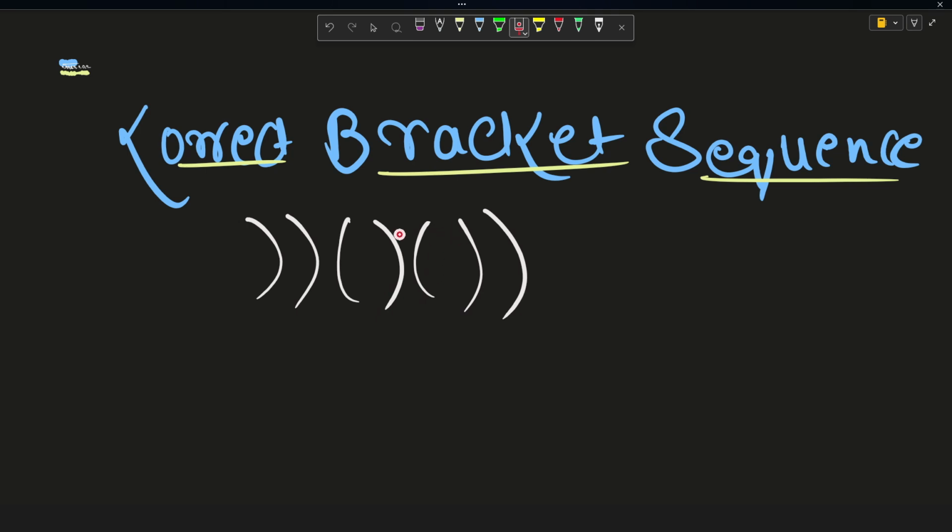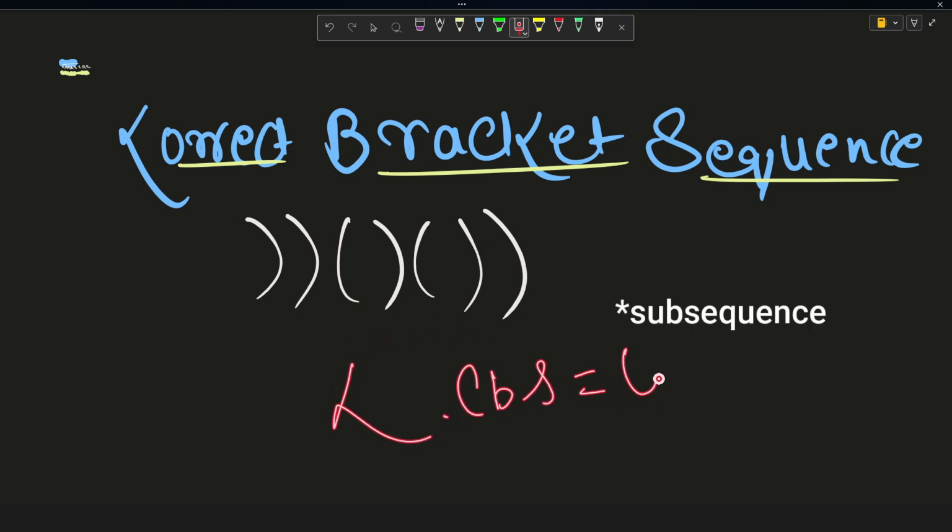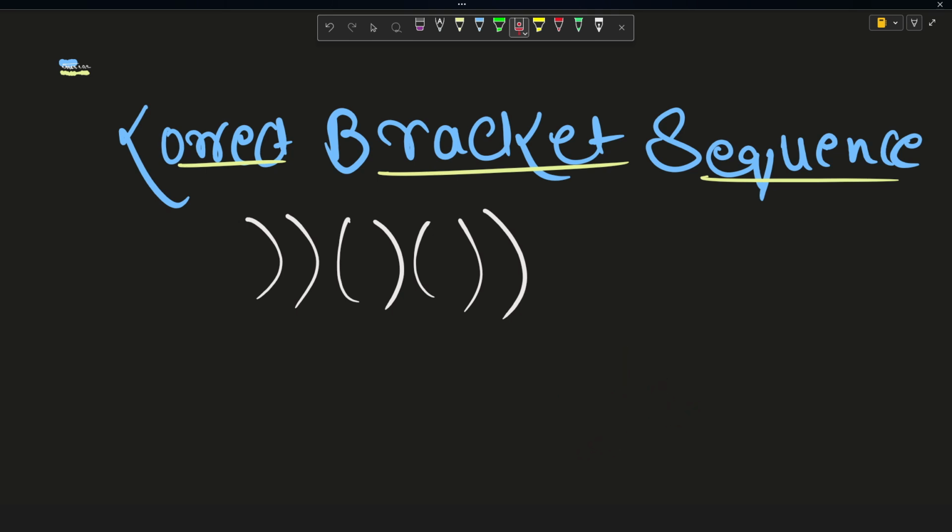And if we combine these two, then we will get this, right? That is of length 4. And hence we can say that for this example, the longest correct bracket sequence is of length 4. And this is what the question has asked us to print.